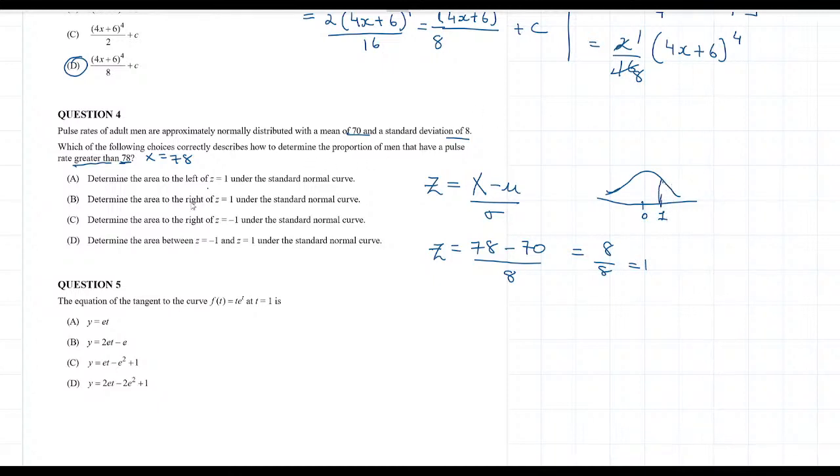And we want to know the proportion of men that have a pulse rate greater than 78. So this is the proportion of men that have a value greater than 78, which is always to the right. So we want z equals 1, so that gets rid of this and this. And we want the area to the right, which is just B.